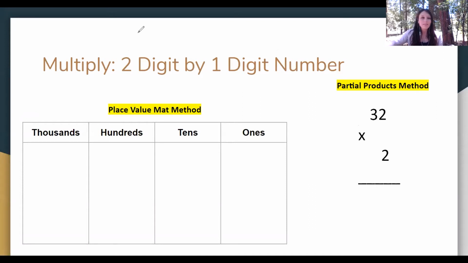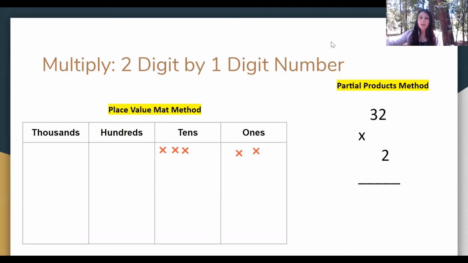So I'm going to take my stamp tool, and we're just going to represent our numbers using X's today. Our first step is to represent the number 32 in our place value mat because we're starting with this number, right? So I'm going to put 3 X's in my tens place and 2 in my ones place.